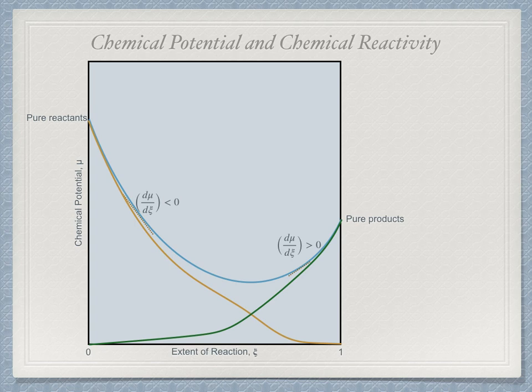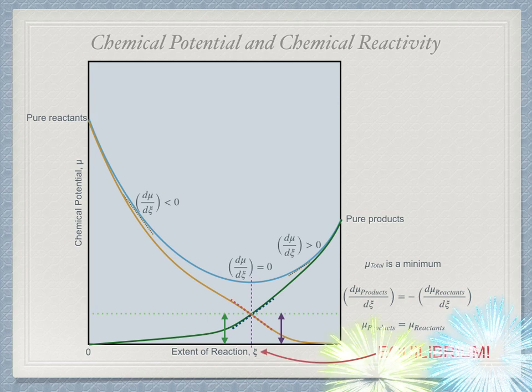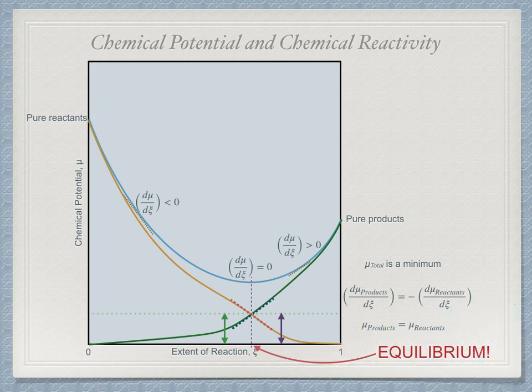What is interesting is that there is some point where the total chemical potential reaches a minimum. The slope of the total chemical potential curve is 0 at this point. This happens because the slope of the reactant chemical potential curve is exactly equal to the negative of the slope of the product curve. This means that any changes in the product chemical potential due to the reaction are exactly countered by changes in the reactant chemical potential. It also means that the chemical potential of the reactants is exactly equal to that of the products. This value of the extent of the reaction is the reaction equilibrium condition.